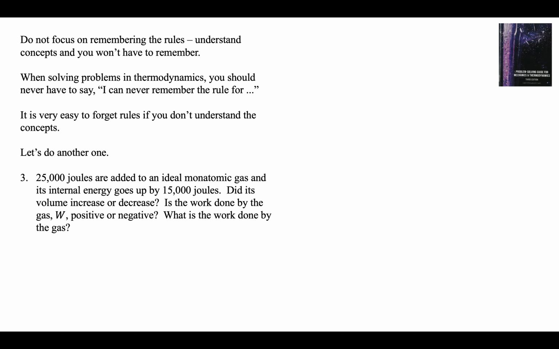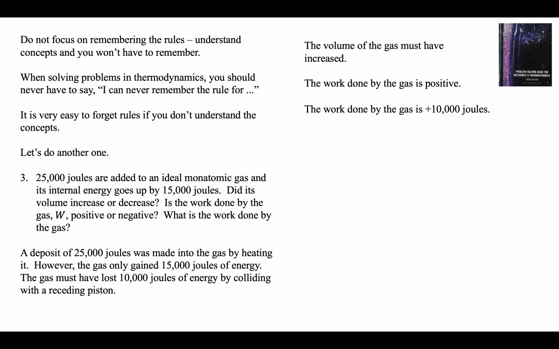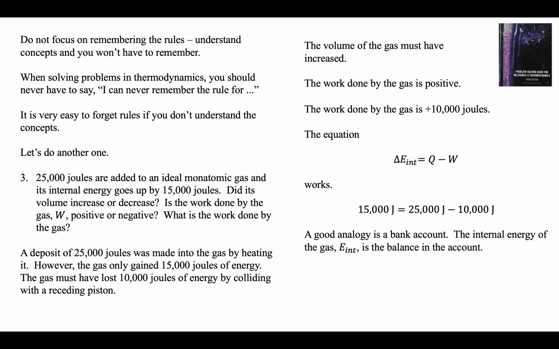And we can calculate the work done. It's plus 10,000 joules. So you have a deposit of 10,000 joules. Only 15,000 joules was gained. The gas must have lost 10,000 joules of energy by colliding with the receding piston. So the volume went up. The work done by the gas is positive. The work done is plus 10,000 joules. So there's the equation. If you want, just plug it in. It works. 15,000 equals 25,000 minus the work done, which is positive.